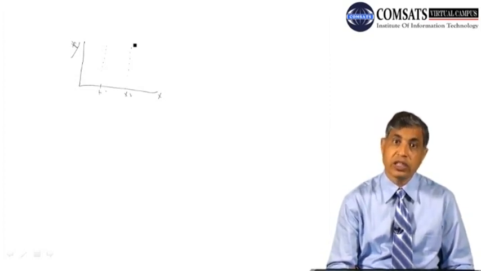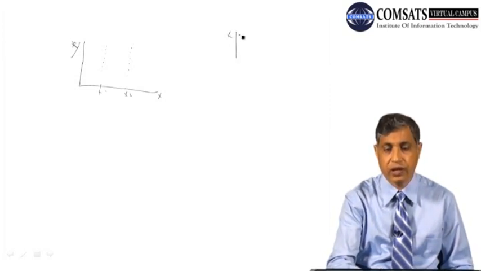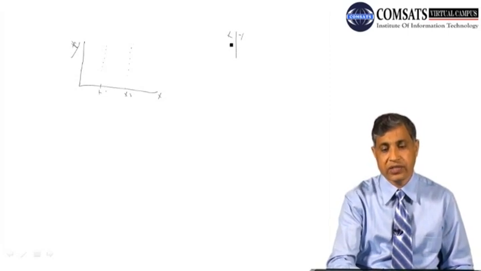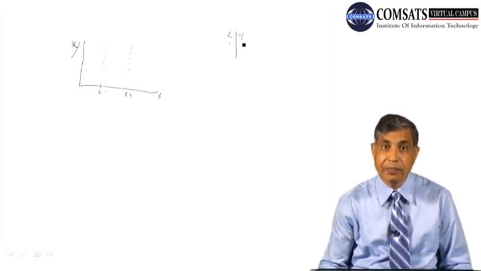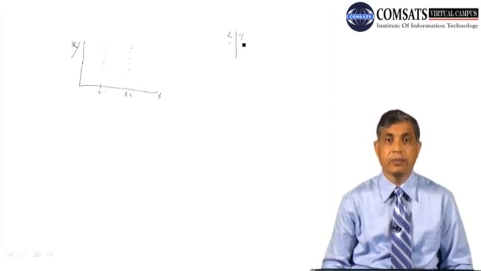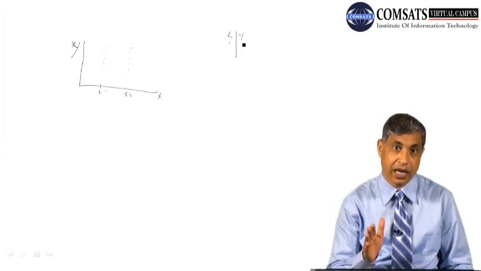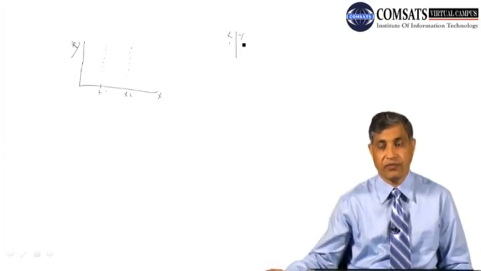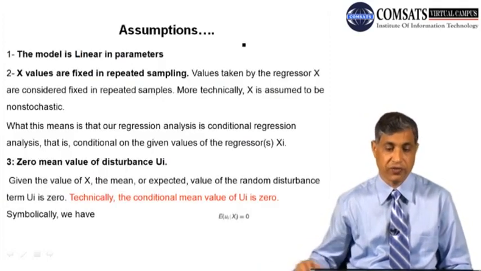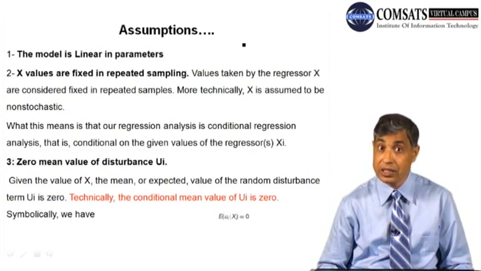So what we want in sampling, that against each value of x, there should be only one value of y. So it is one-to-one combination. So what we will be doing in repeated sampling, we will be ensuring that the independent variable is fixed, and we are taking one value out of this. More technically, x is assumed to be non-stochastic.